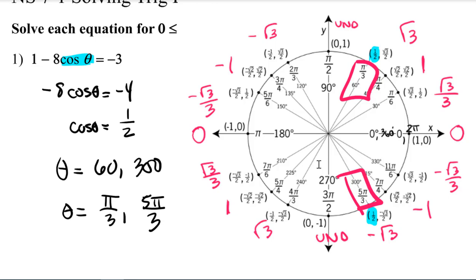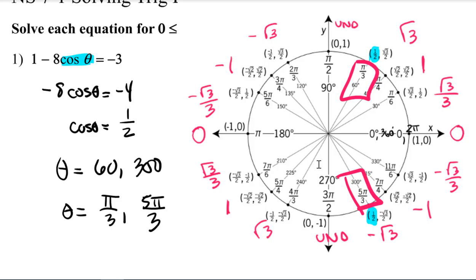All right, so those would be our two solutions in degrees and in radians for the problem 1 minus 8 cosine theta equals -3. So again, the first step is isolate the trig function, and then the second step is look on this unit circle for the corresponding x or y value, if it's sine or cosine. All right, that's it. Pretty straightforward stuff here.